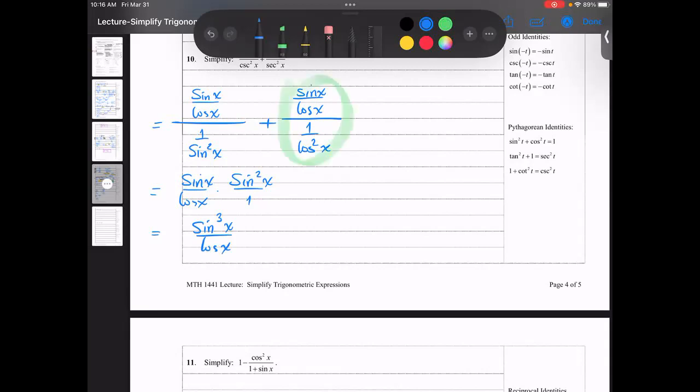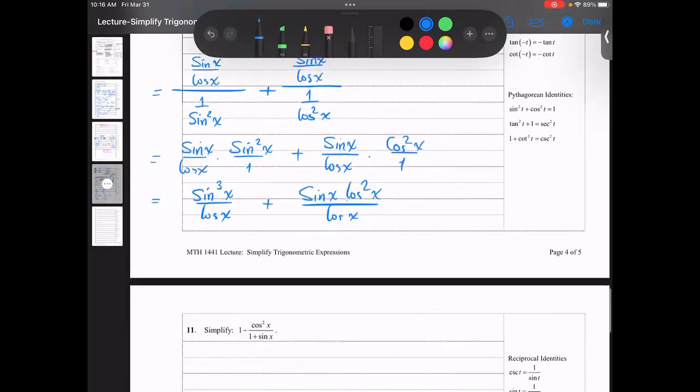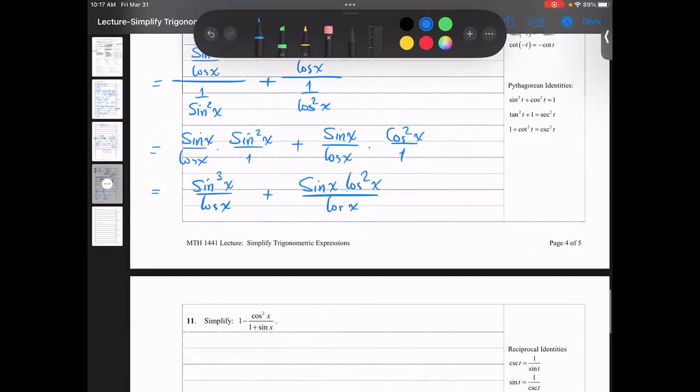Same procedure, right? So it's going to be plus sine x over cosine x times the reciprocal of 1 over cosine square x, which will be cosine square x over 1. Sine x times cosine square x over cosine x. The main thing is what? We have common denominator, right? I know it looked kind of weird, like, oh, I don't see identity on there. That's okay. Not yet. It will be. Right?